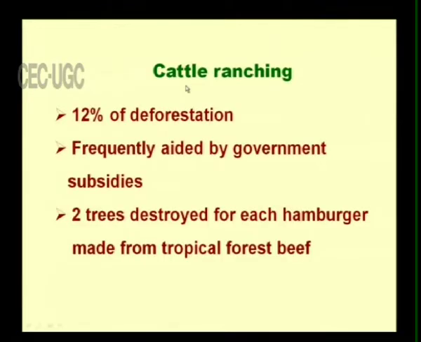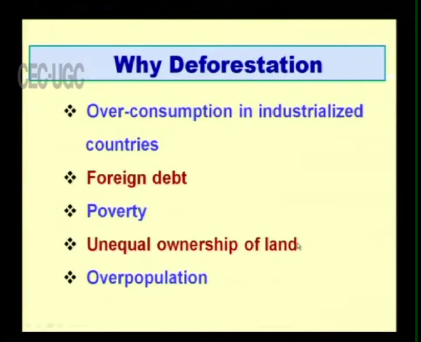And then comes cattle ranching. 12% of deforestation is because of cattle ranching, and it is frequently aided by government subsidies, and 2 trees are destroyed for each hamburger. That means for every hamburger 2 trees are being destroyed, and therefore when a hamburger is made from tropical forest beef, it is equivalent to the loss of 2 trees.